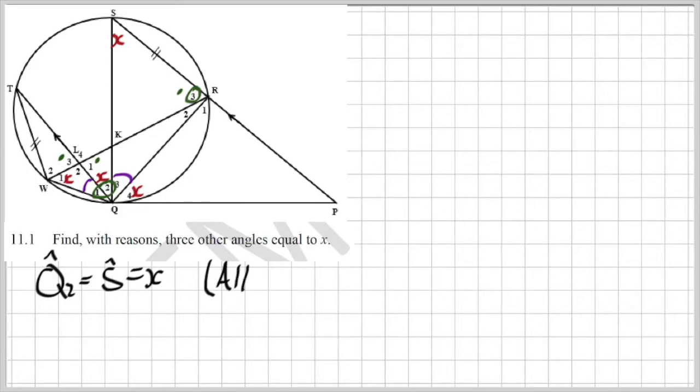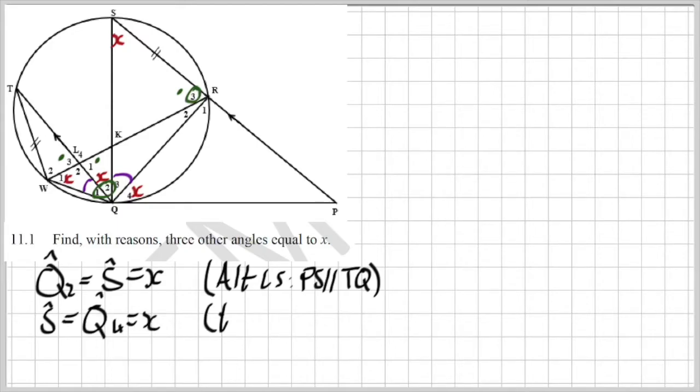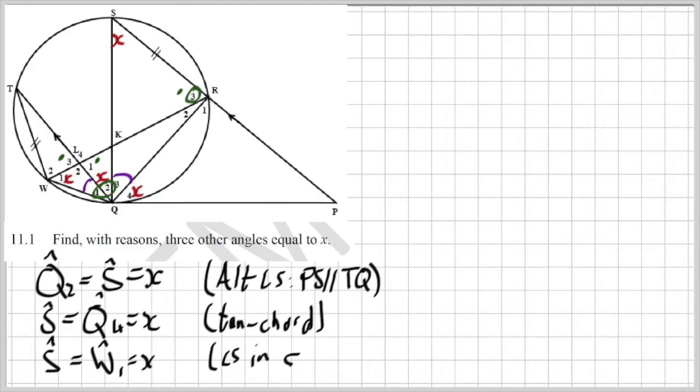So let's write it down. Angle Q2 is equal to angle S, which is x, alternate angles, and PS is parallel to TQ. Remember to indicate that it's because of parallel lines that they are equal. Next up, angle S is equal to Q4 because of tan chord theorem. And because I just want to use all the different theorems, I'm going to say that angle S is equal to W1 because of angles in the same segment.